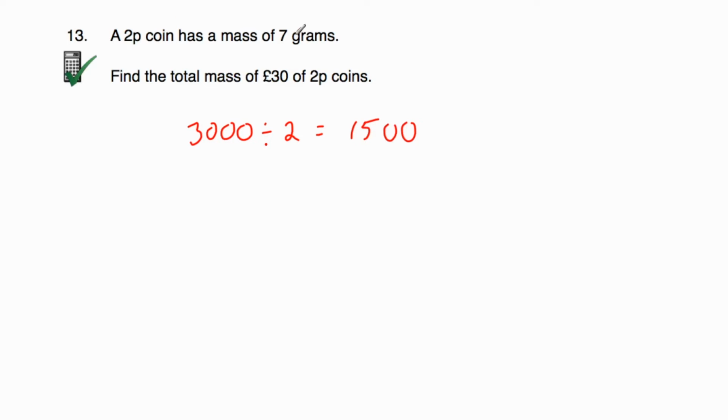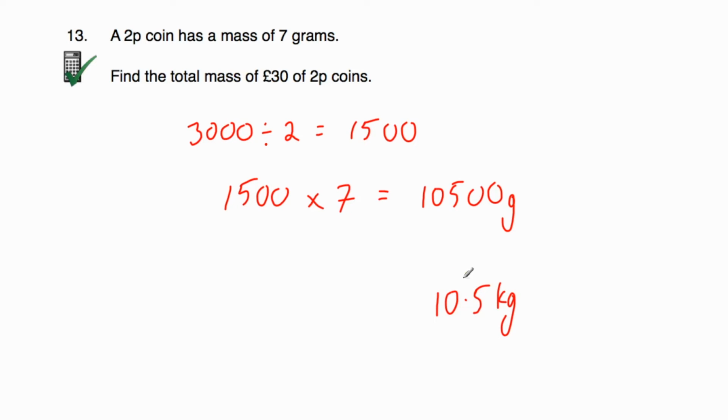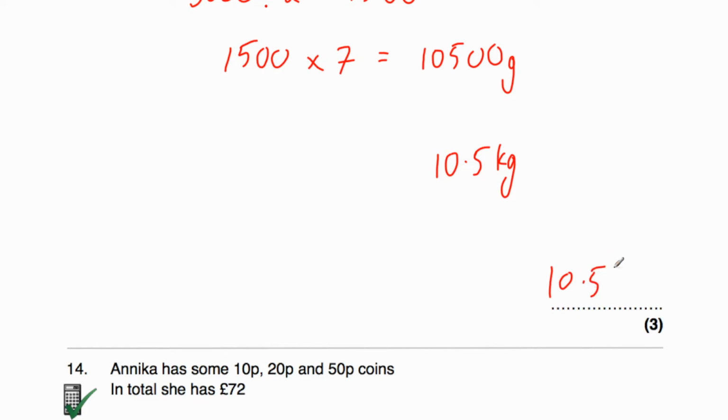And each one of those coins has got a mass of 7 grams. So let's take the 1,500 and multiply by 7 grams, because each one of those coins has got a mass of 7 grams. And if we multiply by 7, that's equal to 10,500 grams. So that's the mass of the coins in grams. Let's give our answer in kilograms. So let's divide that by 1,000. So 10,500 divided by 1,000 is equal to 10.5 kilograms. So if you've got £30 of 2p coins, it'll weigh 10.5 kilograms, and that's it. So the answer is 10.5 kilograms.